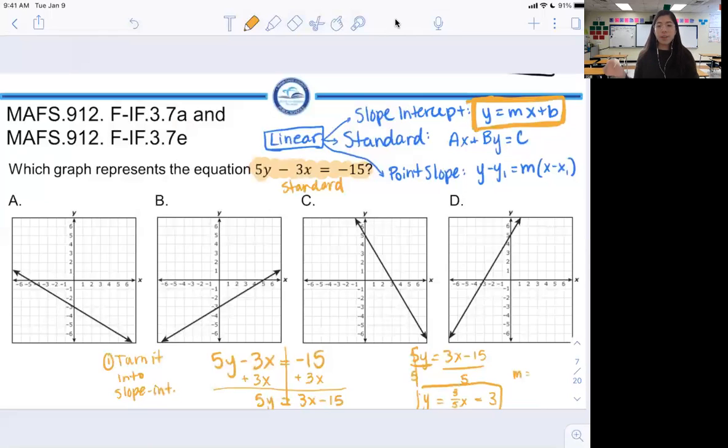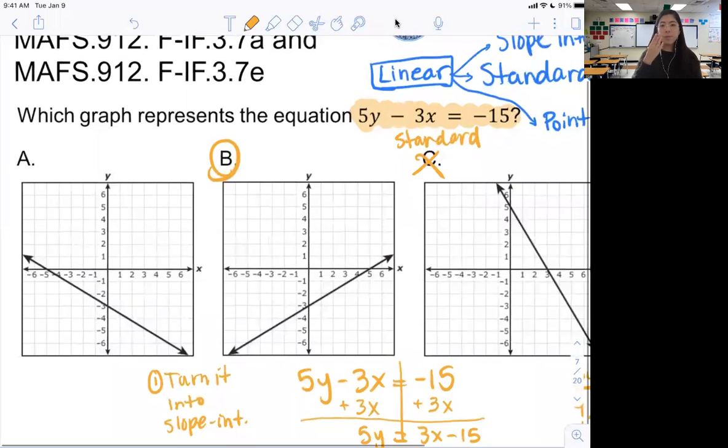What's this? Now that I have it in slope-intercept form, my slope I know is 3/5. And my y-intercept? Yeah, the y-intercept is negative 3. Negative 3, meaning that it's answer choice B, exactly, because we know that, first of all, it's definitely not C and it's definitely not D, because those have the wrong y-intercept. And then I know the slope is positive, so it's definitely going to be B and not A.